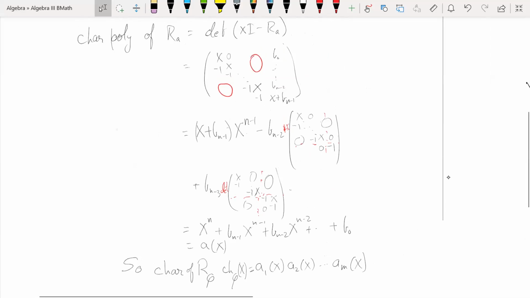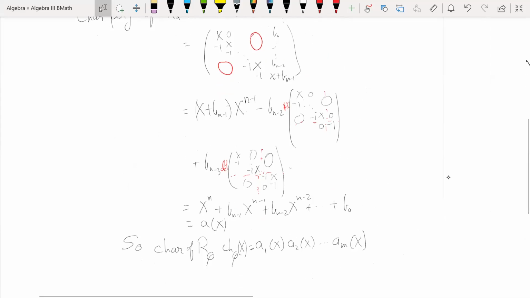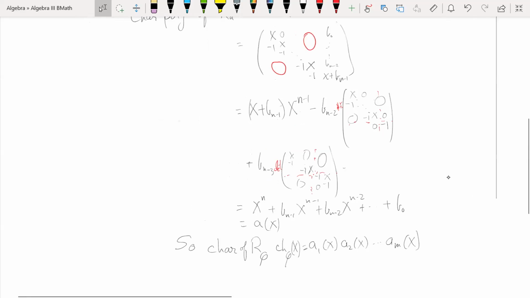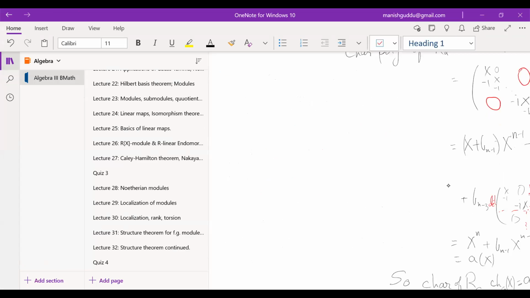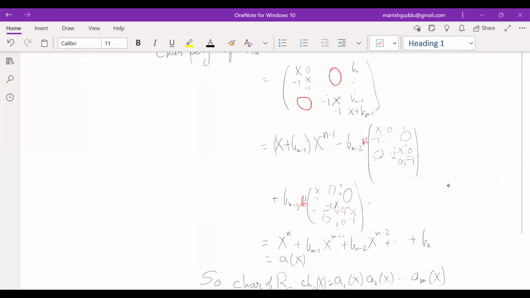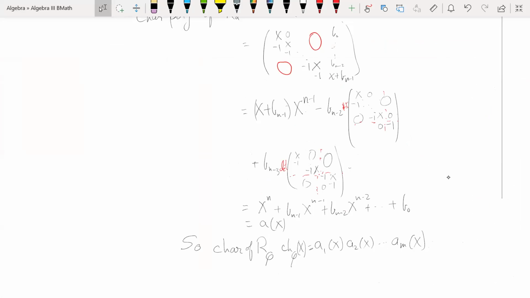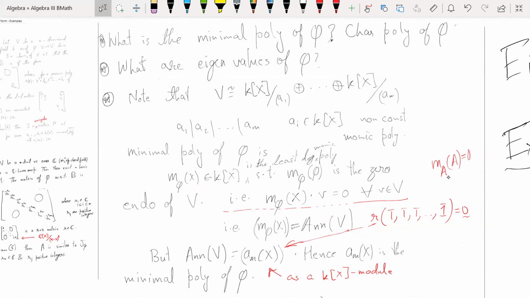So you get that the characteristic polynomial of R_a is a(x), and hence the characteristic polynomial of R_phi is the product of these invariant polynomials. Any questions? Okay, if there are no questions, you know what the characteristic polynomial of R_phi is. We had started with these 3 questions.